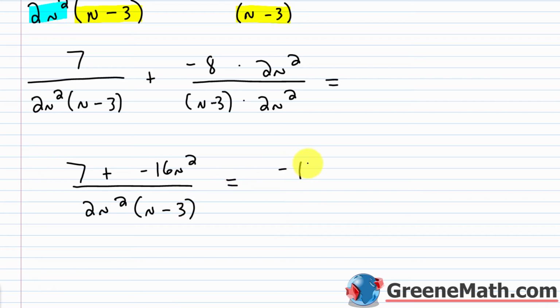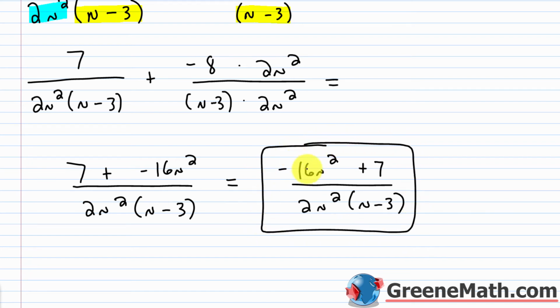And we'll put negative 16n squared plus 7 over 2n squared times the quantity n minus 3. So there's not really anything I'm going to be able to do to simplify this any further. So we just leave our answer like this. We have negative 16n squared plus 7 over 2n squared times the quantity n minus 3.